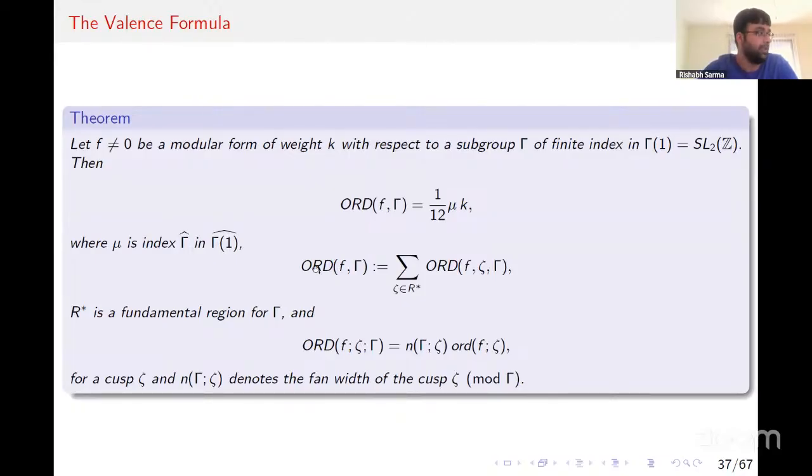So for f, a modular form of weight k with respect to the congruence subgroup gamma of finite index in the special linear group, we have the following: the order of f with respect to that congruence subgroup, which is the sum of the orders of f at the cusps of the congruence subgroup, is equal to 1/12 of mu k, where mu is the index of gamma in SL2(Z) and k is the weight of that modular form.